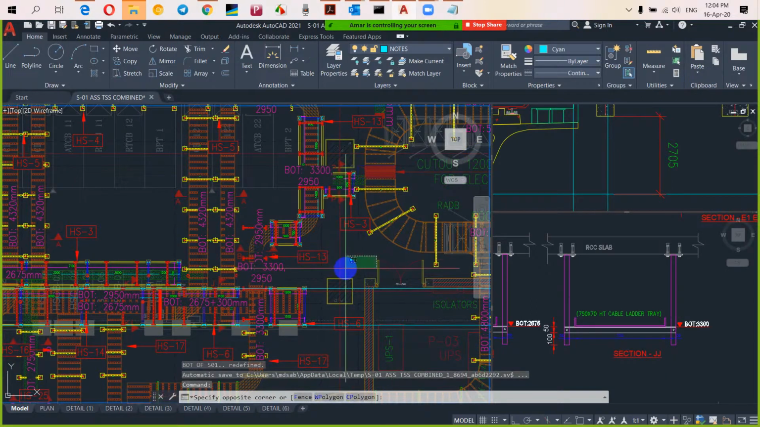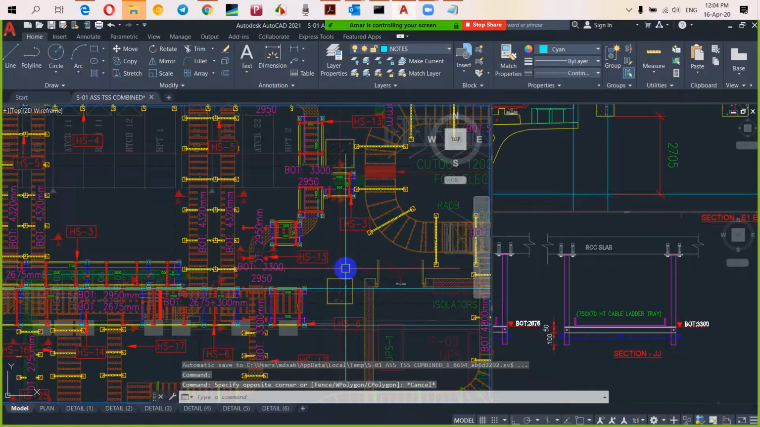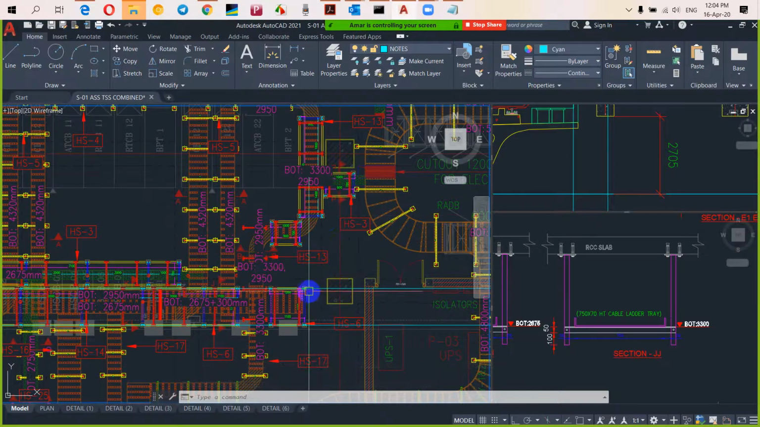750 and 450 into what is it? 450 is yours, I mean for the DC switchgear. Okay, you have put it in one place. Excellent.